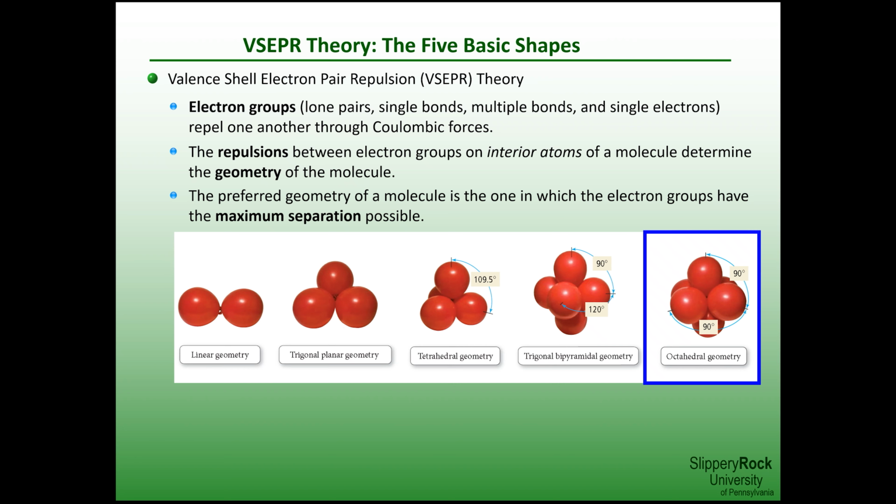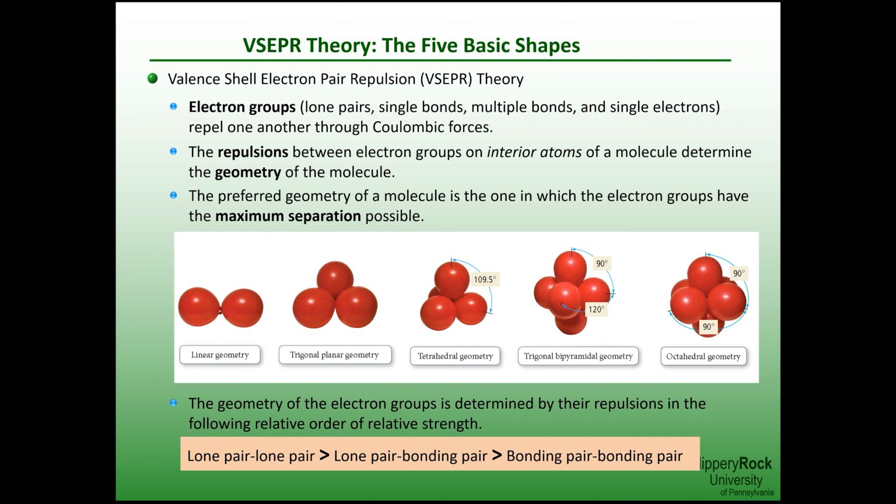Importantly, it should be emphasized that not all electron groups repel equally. Lone pair repulsions are strongest, followed by lone pair bonding pair, and then bonding pair interactions. This hierarchy explains why lone pairs often distort ideal bond angles and why molecular shapes may differ from the ideal electron group geometries. Together, these principles allow us to predict and rationalize molecular shapes and bond angles across a wide range of compounds.